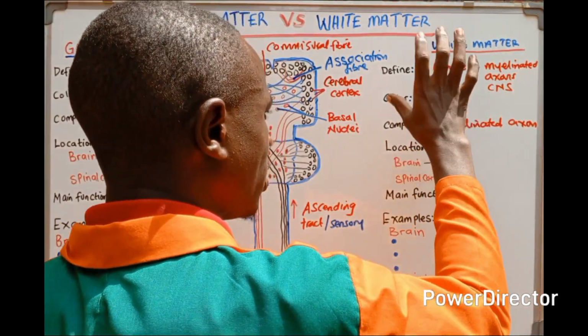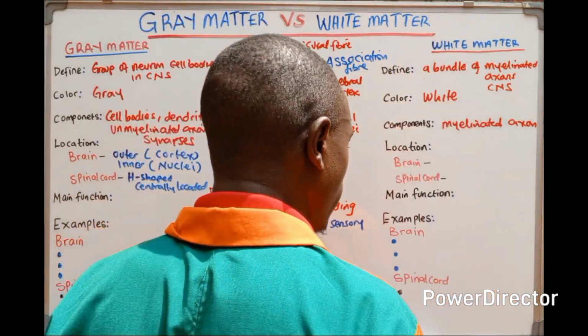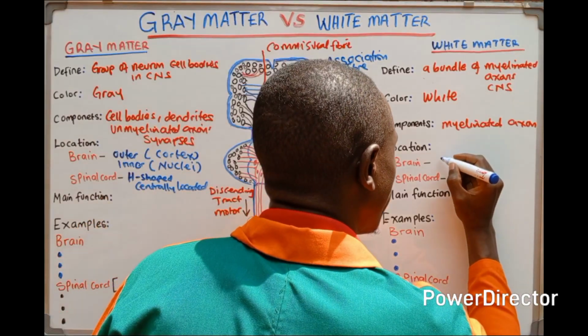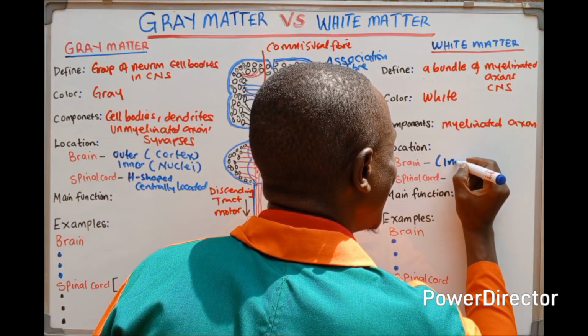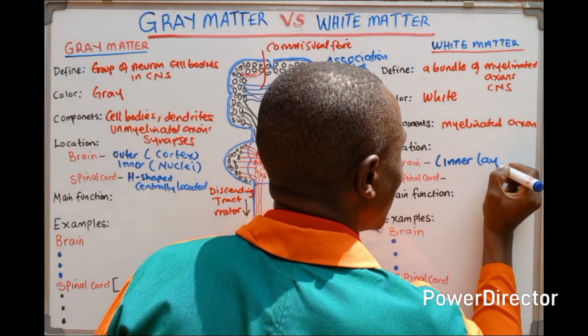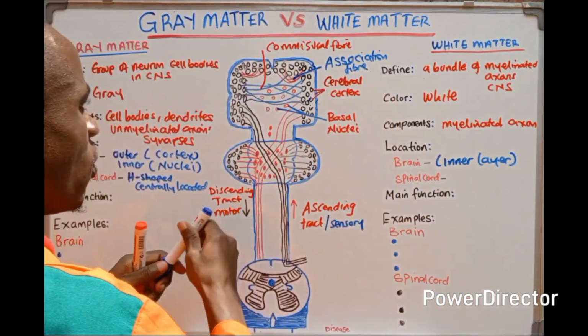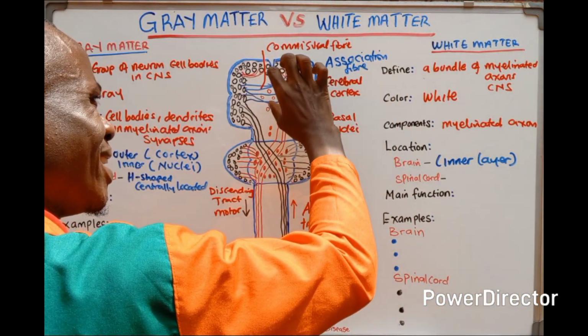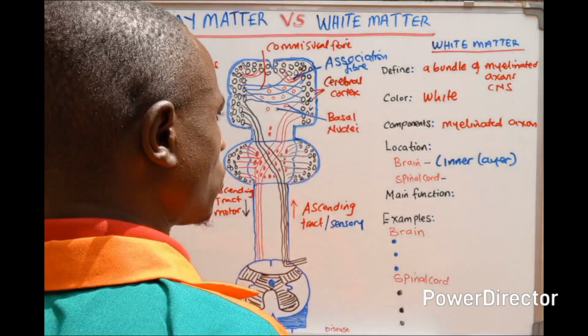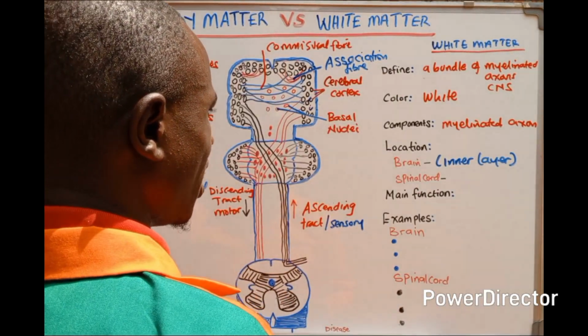So now coming to the white matter and its location within the brain. Within the brain, you're going to be finding the white matter in the inner layer, in the inner layer. So you're going to be finding bundles of myelinated axons within the center of the brain. This is such another beautiful thing.